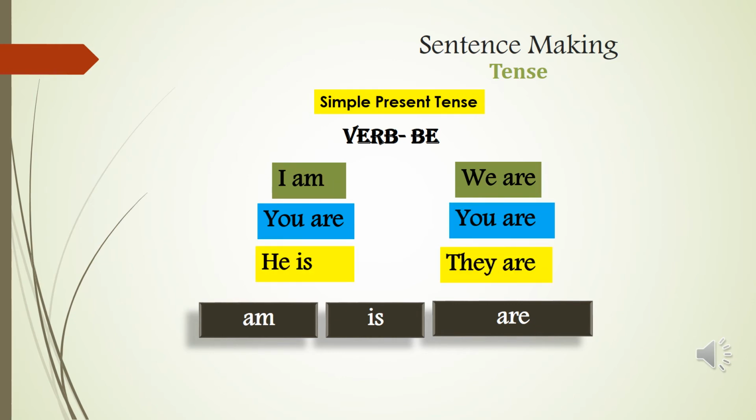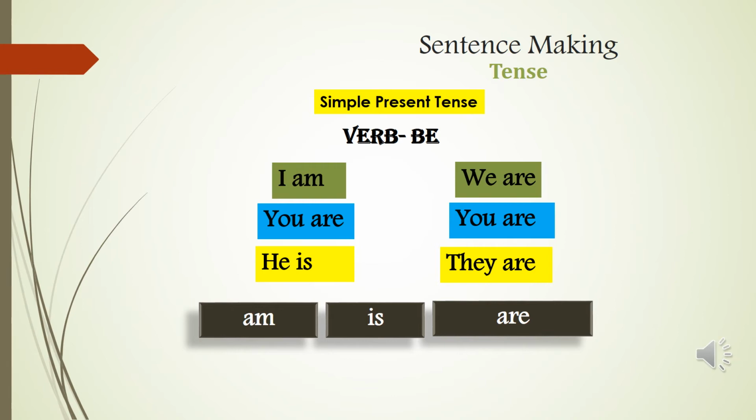In the previous classes, I have told you that there are mainly three types of verbs like be verbs, do verbs and have verbs. In the previous slides, we have dealt with the do verbs, that means action verbs, and now time for be verbs.